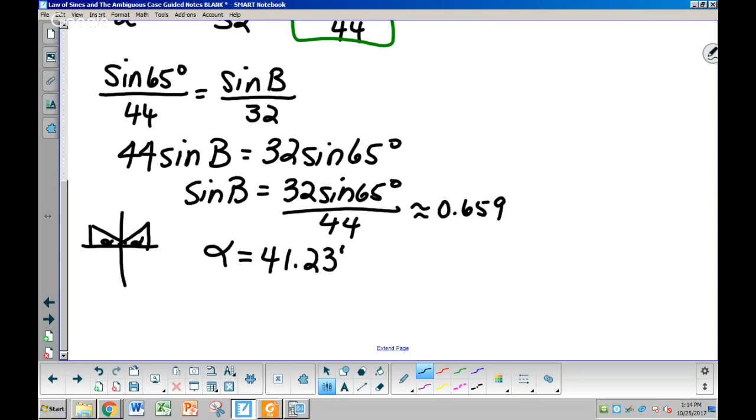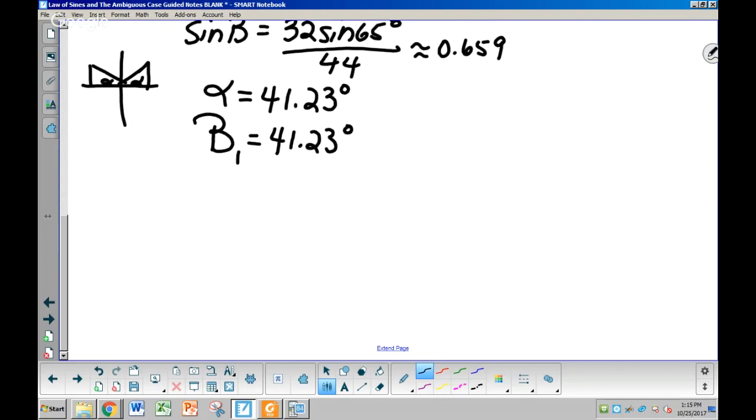41.23 degrees, okay? So B could be 41.23 degrees, or what could it also be? 180 minus alpha, which is 138 point.